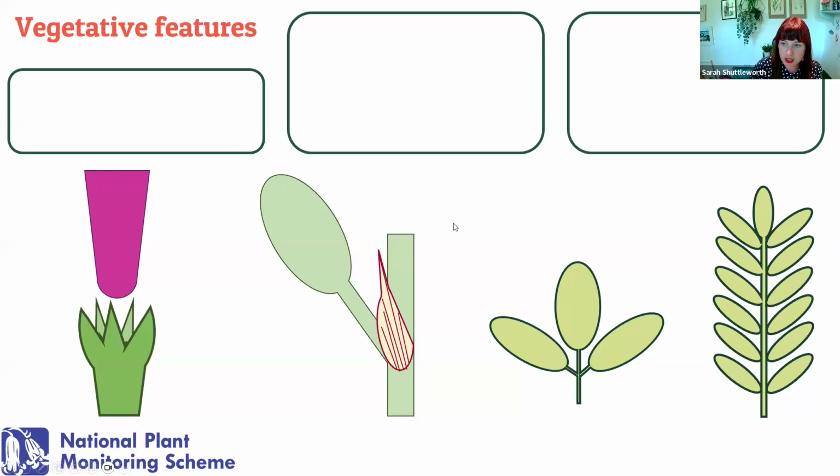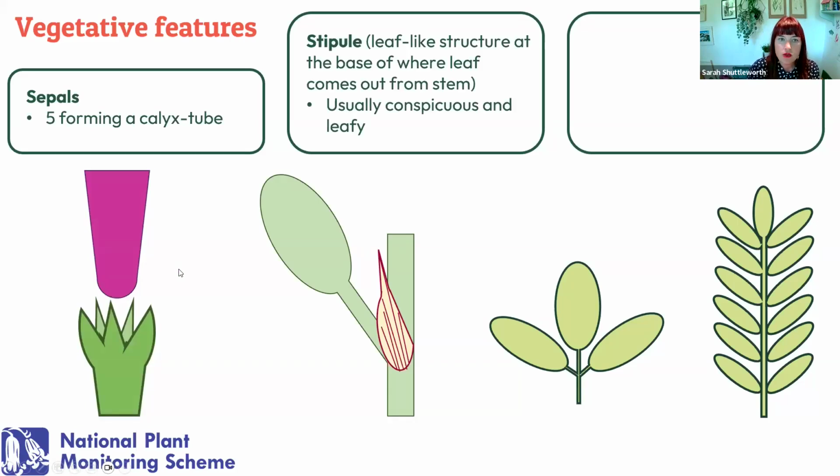Let's look at some of the vegetative features then of the pea family. So as I said before, the sepals are fused together. There are 5 of them, and they form this calyx tube that the rest of the flower is inserted into. A really important feature of this family is the stipules.